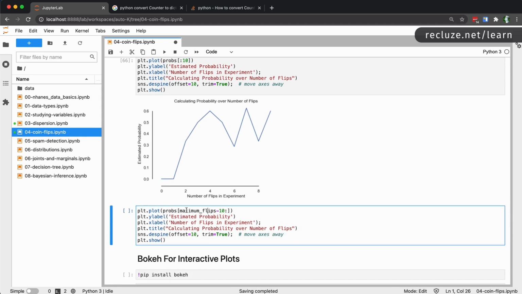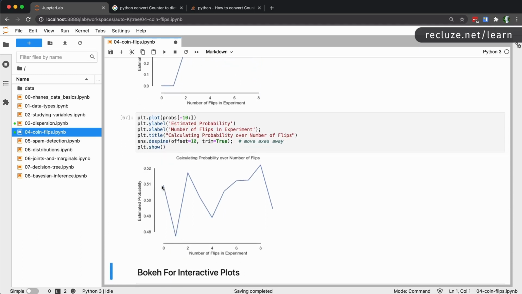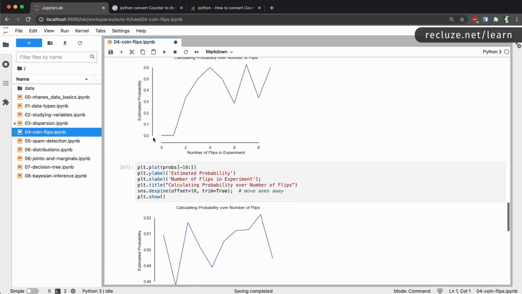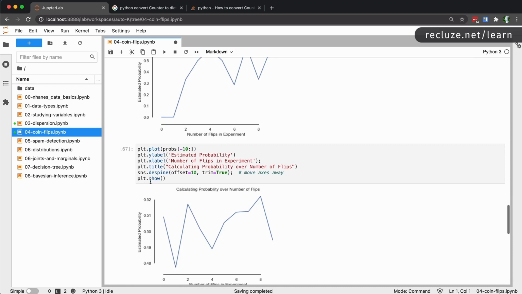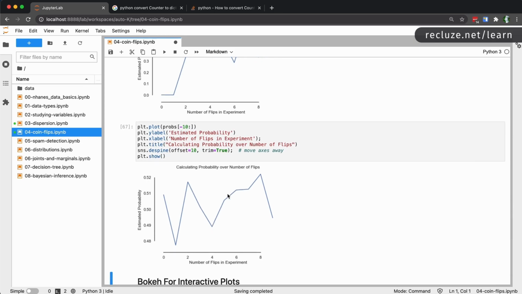We can also do this plot for the final 10 values. So max flips minus 10 up to that. Okay, so we don't actually need this maximum flips. We can do it like that. So the last 10 flips are around 0.51, 0.48. So it's around 0.5. So make sure that you note the units over here. This is going from 0 to 0.6, and this is going from 0.48 to 0.52. So much more accurate over here, much more precise. Okay, so this is the end of our experiment.